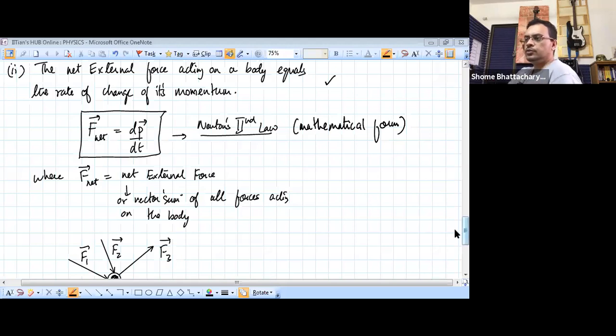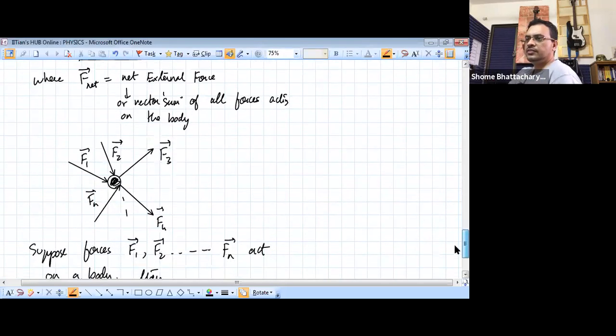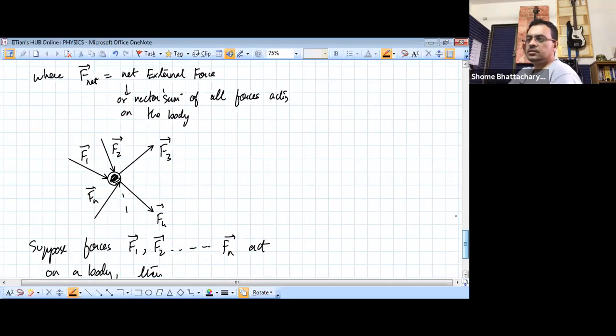Okay, so next, how do we write the net force, which is on the left hand side? We can write it as the summation of all the forces. It is the net external force, so that means it is the vector sum of all the forces.